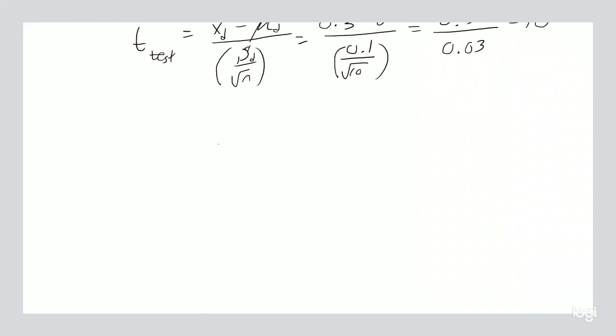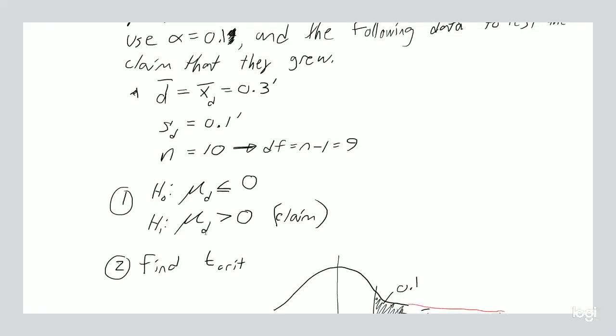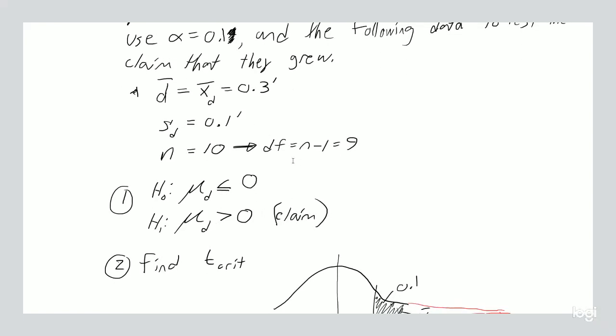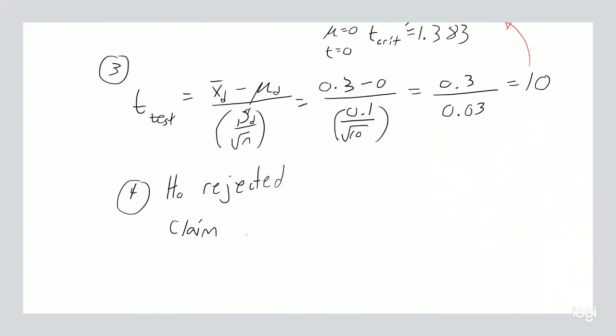And that's step 4. H0 rejected. So our claim, which in this case is attached to the alternative hypothesis, right? Our claim is supported. Okay, so that's for paired two-sample hypothesis testing. There's also independent two-sample hypothesis testing.